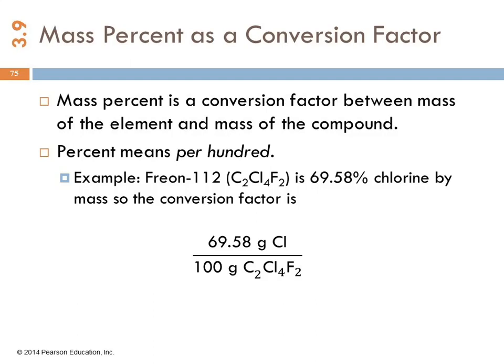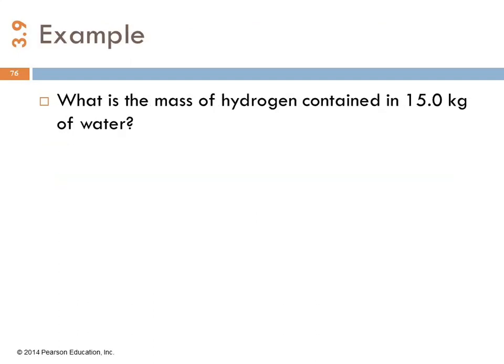Here, Freon 112 is 69.58% chlorine. So we can make a very quick conversion factor: 69.58 grams of chlorine per 100 grams of the whole compound. It's not the only way to do these problems, but I think it's the most straightforward. So if you have another method that works well, go ahead.